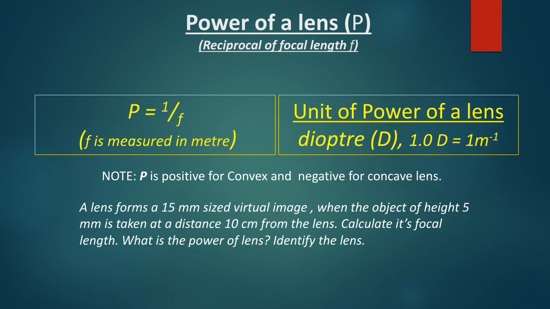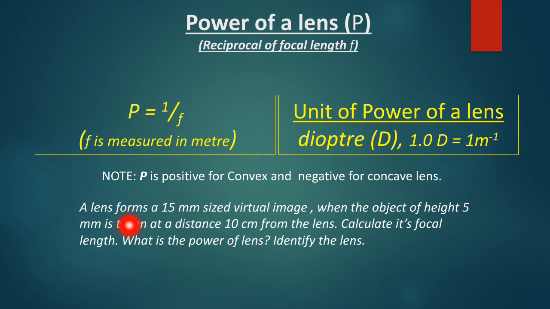It is better if you remember the formula: diopter is equal to per meter, or 1 by meter. Correct. So you will take the focal length in meter, because in your questions the focal length is generally given in centimeter, so you have to convert it into meter. So remember this, don't forget this. And here note that power is positive for convex. Why? Because focal length is positive for convex, so 1 by f will also be positive. So power is positive for convex and negative for concave lens.